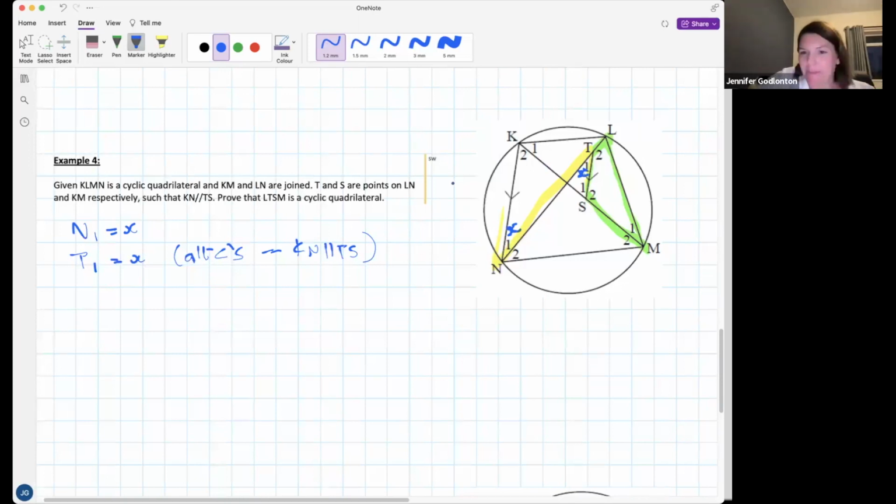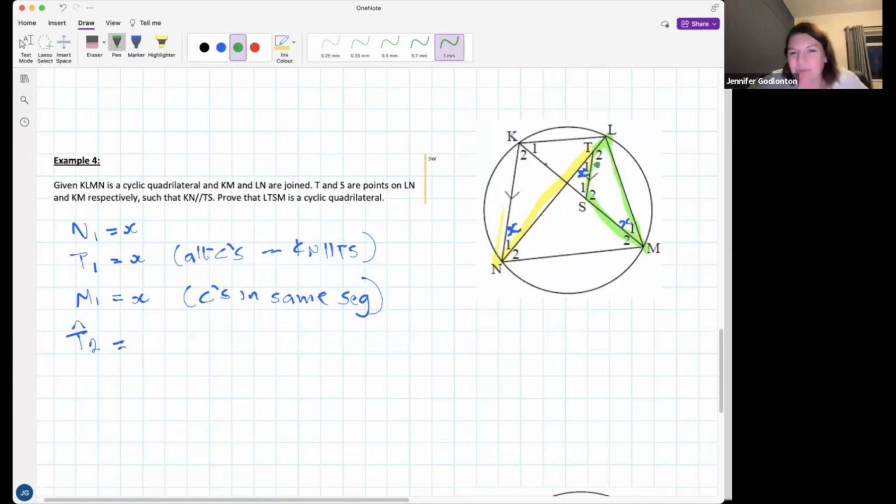Look for your bow tie and tell me what. Yes, I love it. M1 is also equal to X. Okay, cool. M1 is equal to X because of angles in the same seg. Okay, now we're making progress. If that's our situation, who can tell me what angle T2 is equal to? This angle over here.